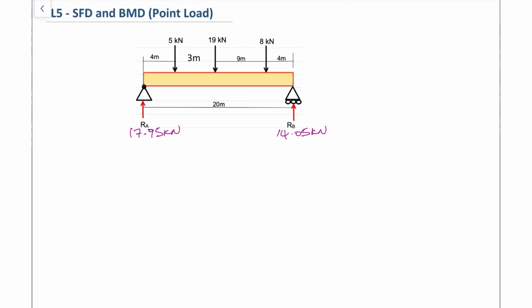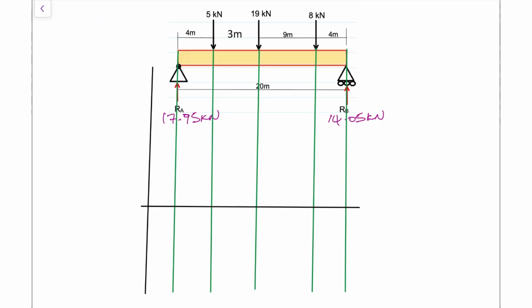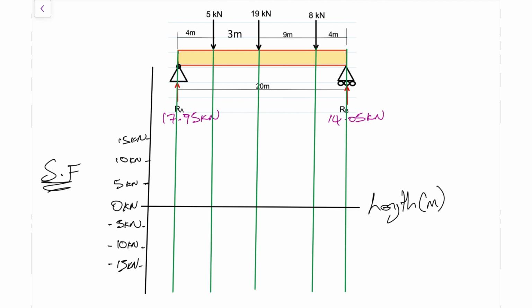For the shear force diagram, I am just going to draw a set of vertical lines that will represent the points where the forces are acting. So that's my diagram done. And all I'm going to do now is label my axes. Over here, the vertical axis is going to represent my shear forces, so I'll just put SF for shear forces, and along the horizontal line, that's going to represent the length of the beam.